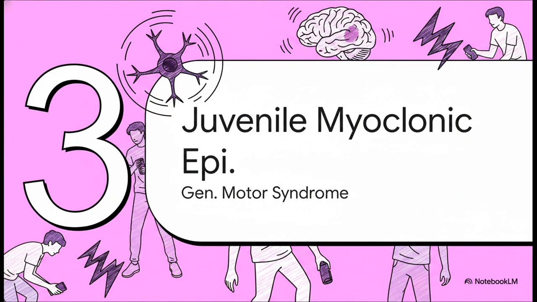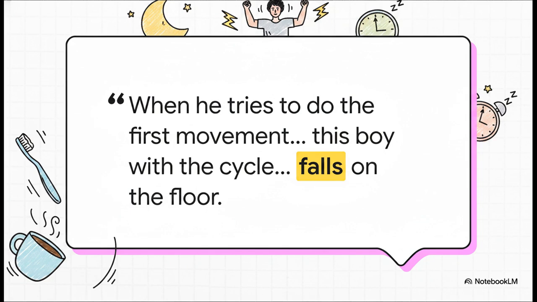Okay, let's pivot now. We're going to switch over to the motor pathway to take a look at the most common adolescent onset epilepsy syndrome, juvenile myoclonic epilepsy, or JME for short. This quote just perfectly captures that characteristic myoclonus of JME. What we're talking about are these sudden, brief, almost shock-like muscle contractions. They're typically in the upper limbs, and they often happen right after waking up.